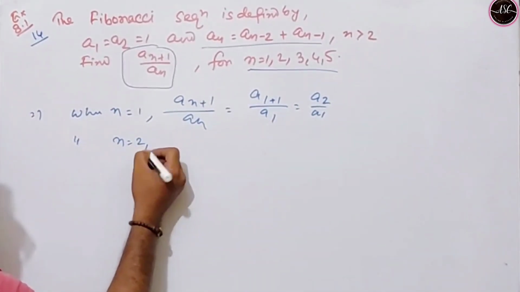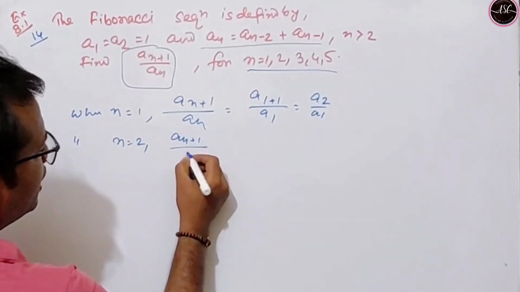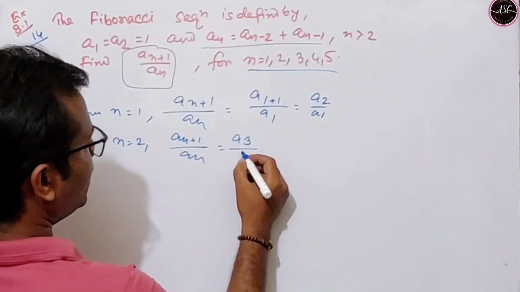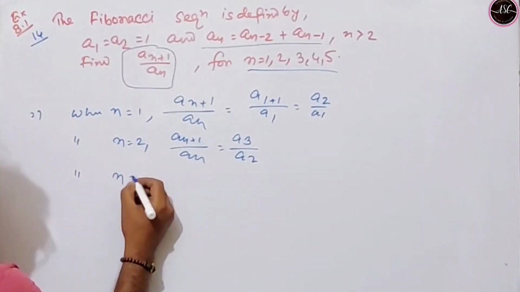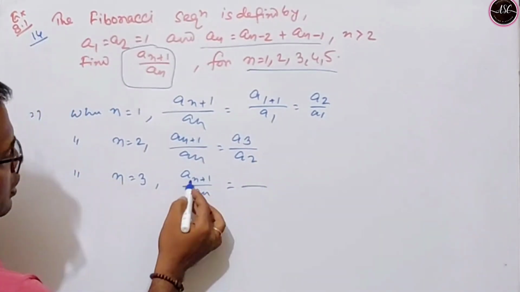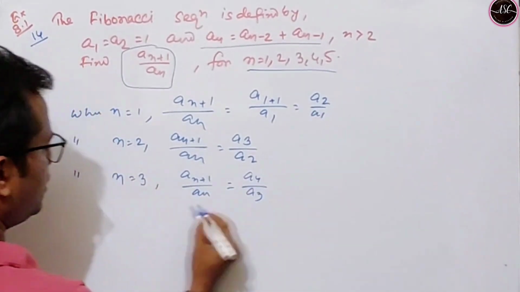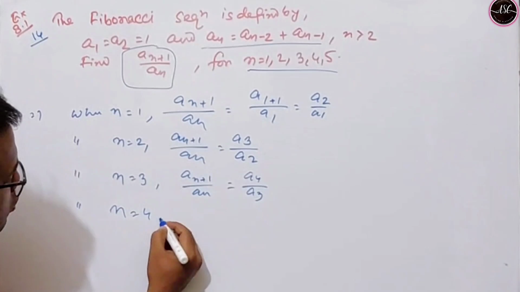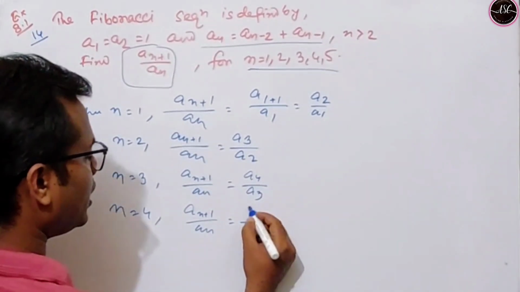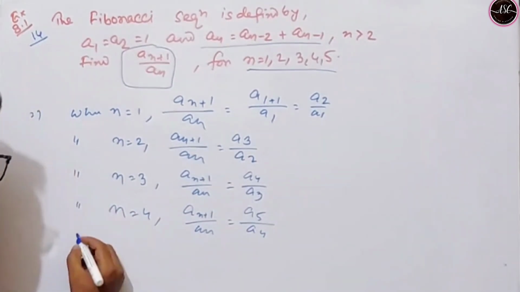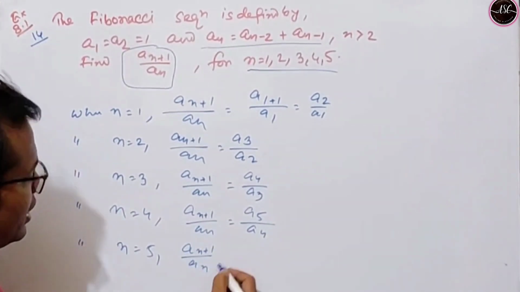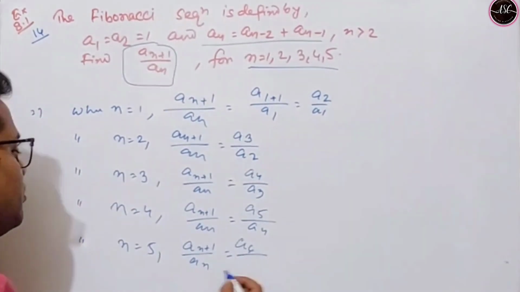When n equal to 2, this will be A(n+1) by An equal to A3 divided by A2. When n is equal to 3, A(n+1) by An equal to here 3 plus 1, that means A4 by A3. And when n equal to 4, A(n+1) divided by An is equal to A5 by A4. When n is equal to 5, A(n+1) divided by An equal to A6 by A5.